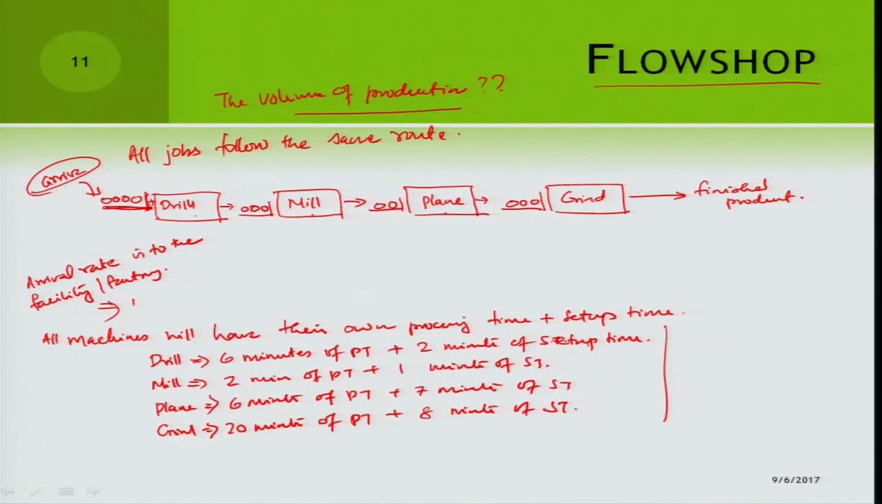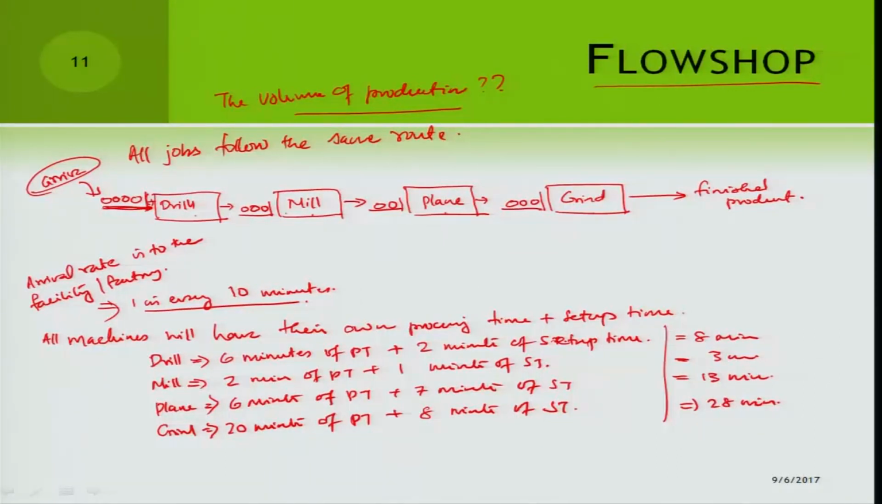So, if someone says that the parts arrive at the rate of 1 in every 10 minutes, then you can think that every 10 minutes a part will arrive. The drilling machine will finish in 6 plus 2, 8 minutes. So, this is 8 minutes, this is 3 minutes, this is 13 minutes and 28 minutes. So, the parts arrive 1 in every 10 minutes.